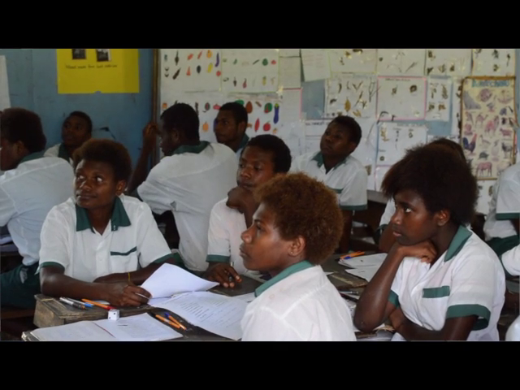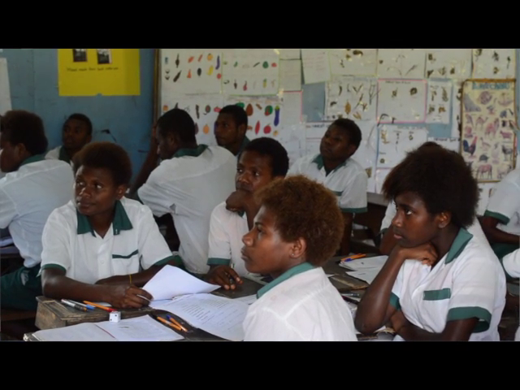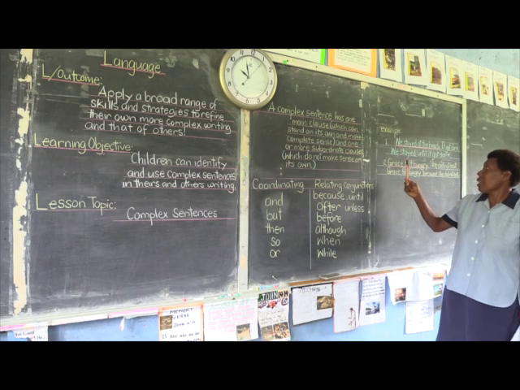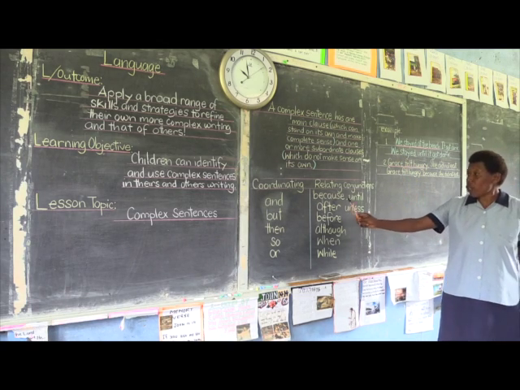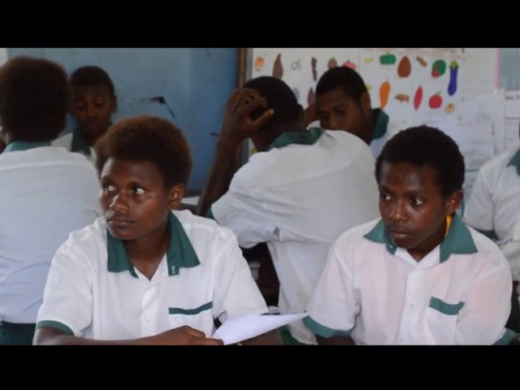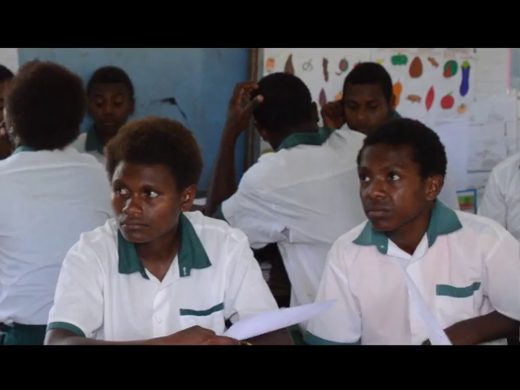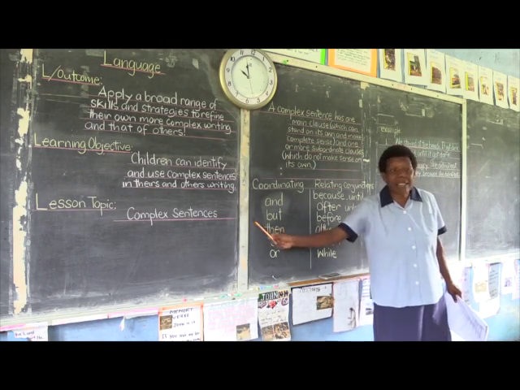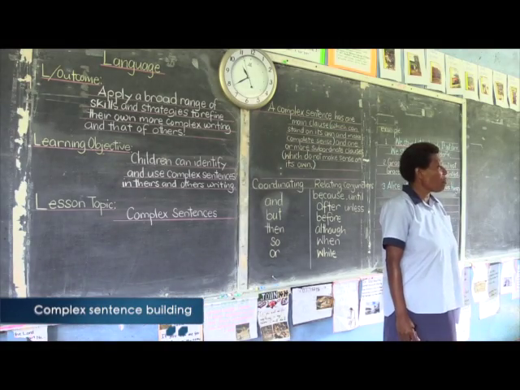In complex sentences, there is always one main thing. In a complex sentence, we use relating conjunctions to relate one part of the sentence to another. So in other words, you have made complex sentences. Thank you for the sentences that you have made.